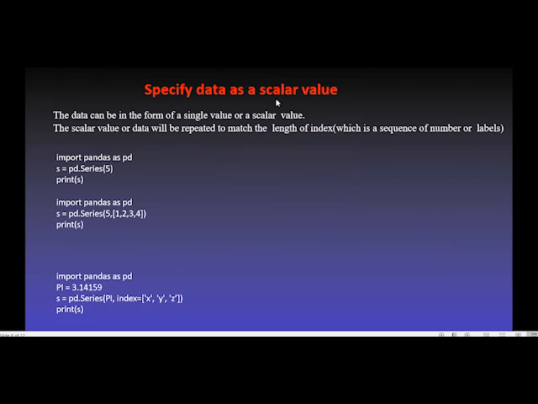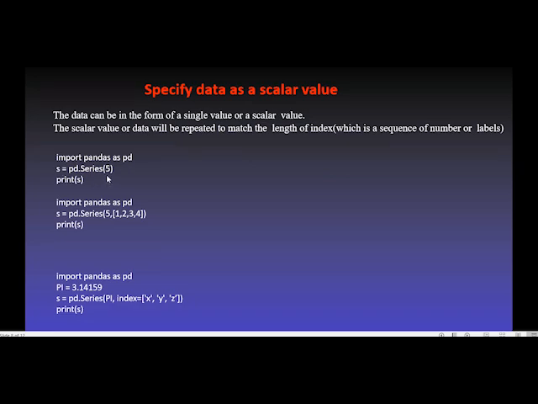Now, specify data as a scalar value. The data can be in the form of a single value or a scalar value. It is a value. We can pass a number or a string, etc. The scalar value or data will be repeated to match the length of the index, which is a sequence of labels. So, how many indices are there? Those many times this will be repeated. We will see this. Import pandas as pd.